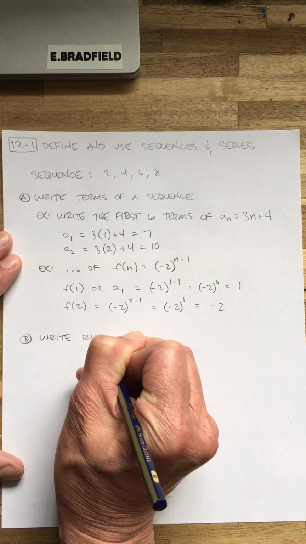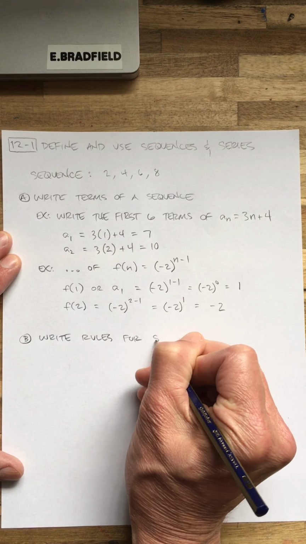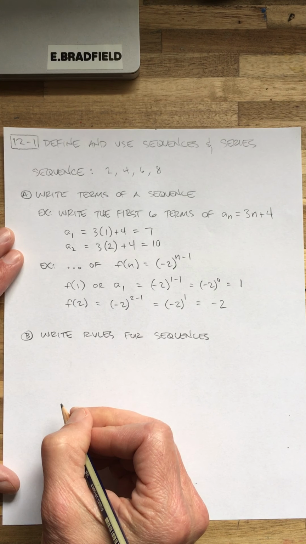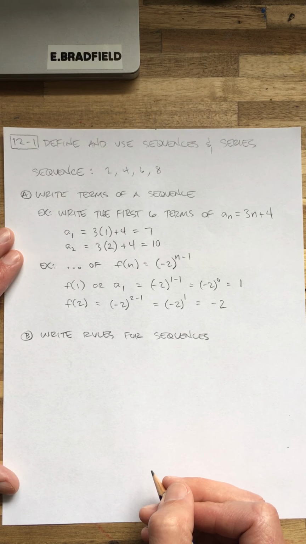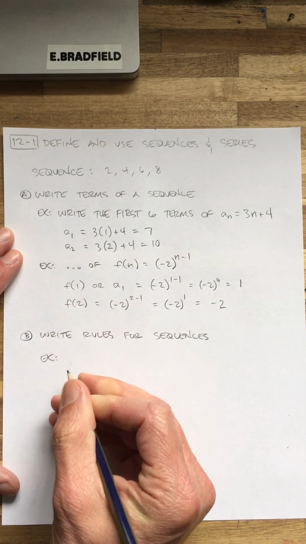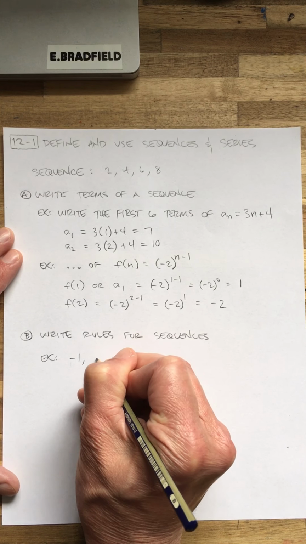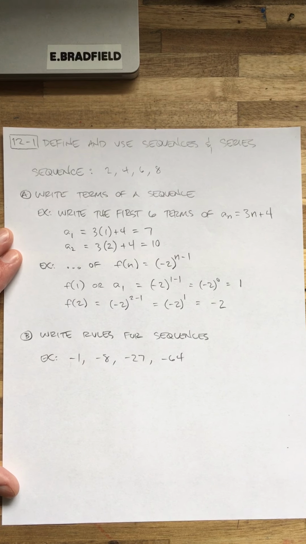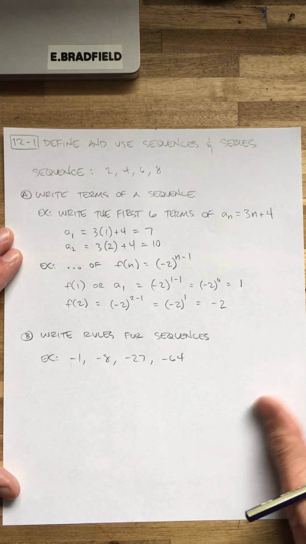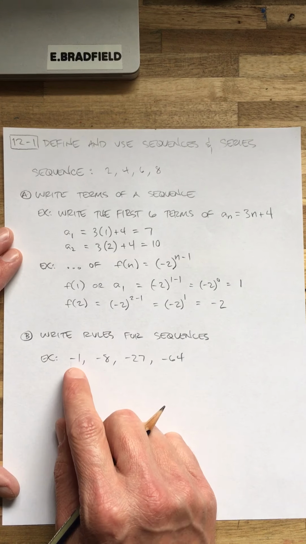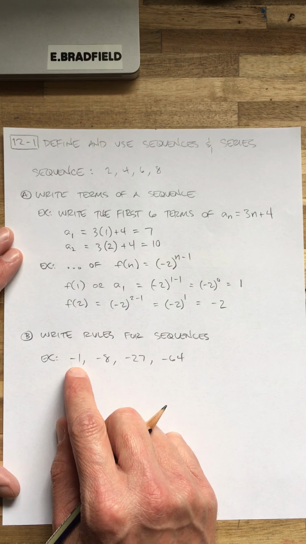Write rules for sequences. All right, and I'll give you an easy one to start off with, okay? So the first thing we're going to do is find the pattern. So watch this. Here's an easy one to start off with. We have negative 1, negative 8, negative 27, and negative 64, okay? Now hopefully you guys recognize that these are all powers. They're all perfect cubes, okay? So, isn't this guy right here, isn't that negative 1 cubed?